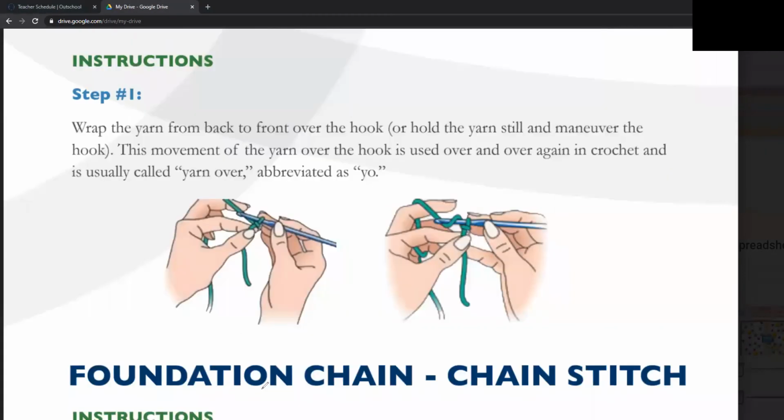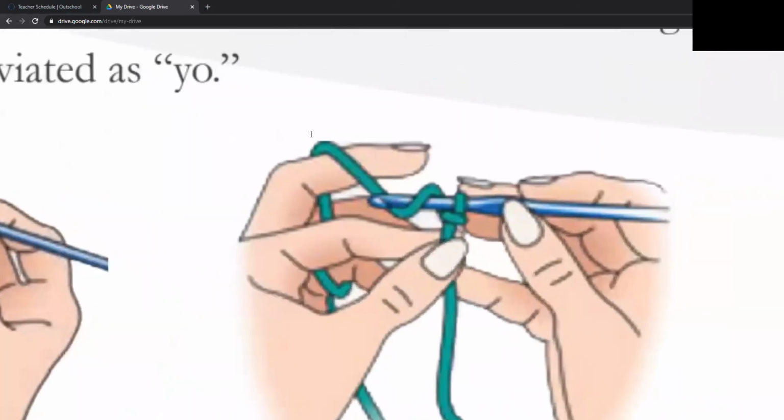And here's what it technically tells you. It says, wrap the yarn from the back to the front over the hook, or hold the yarn still and then maneuver the hook. The movement of the yarn over the hook is used over and over again to crochet, and it's usually called yarn over, or abbreviated as yo. So you're kind of doing a wrap. Your hook is going to point down, and you're going to hook that yarn and grab it and finish that process by pulling it through. Each time you pull through, that counts as 1. So again, go ahead and practice that and let me know how you do. Send me a video or a picture, and then we'll start the next task.